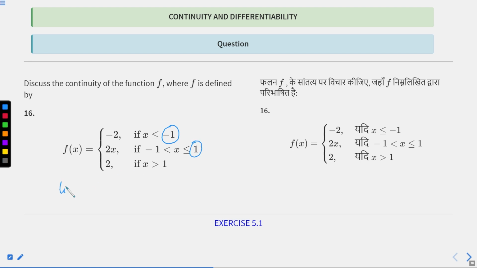So we have the limit as x tends to 1 from the positive side. From the right hand side, f(x) will be this thing, so your limit will be 2. Limit as x tends to 1 from the negative side: from the left hand side your function will be 2x, then your limit will be 2. Now f(1) will be this, which means 2. So it is continuous at 1 also.